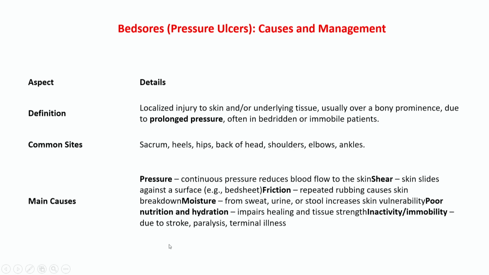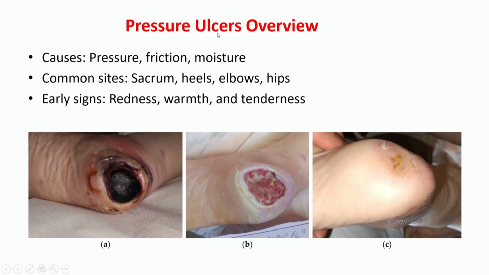Inactivity, immobility due to stroke, paralysis, and terminal illness. So these are the important factors which I want to tell you. The first is pressure, second is shear, third is friction, fourth is continuous moisture, fifth is poor nutrition and hydration, and sixth is inactivity. There are 6 conditions, 6 causes which are responsible for pressure ulcer or bed sore.